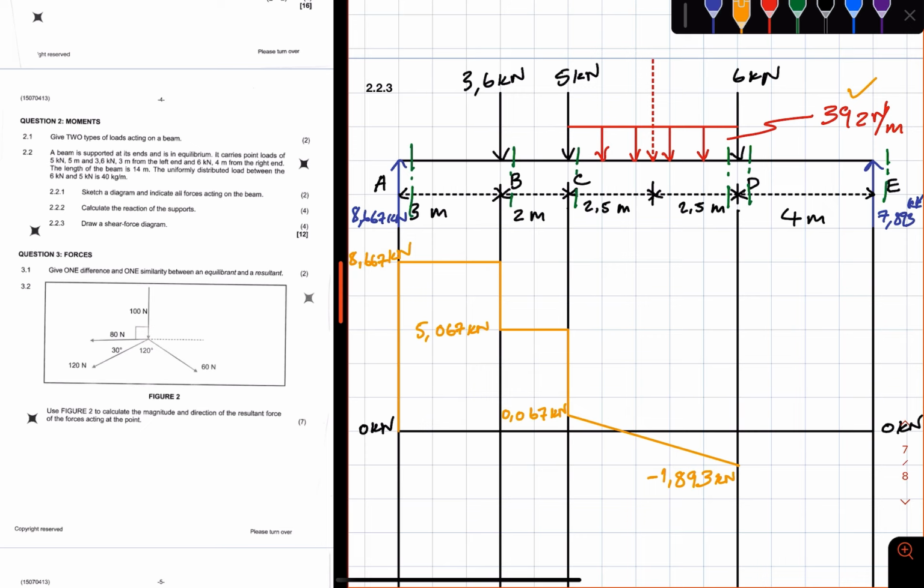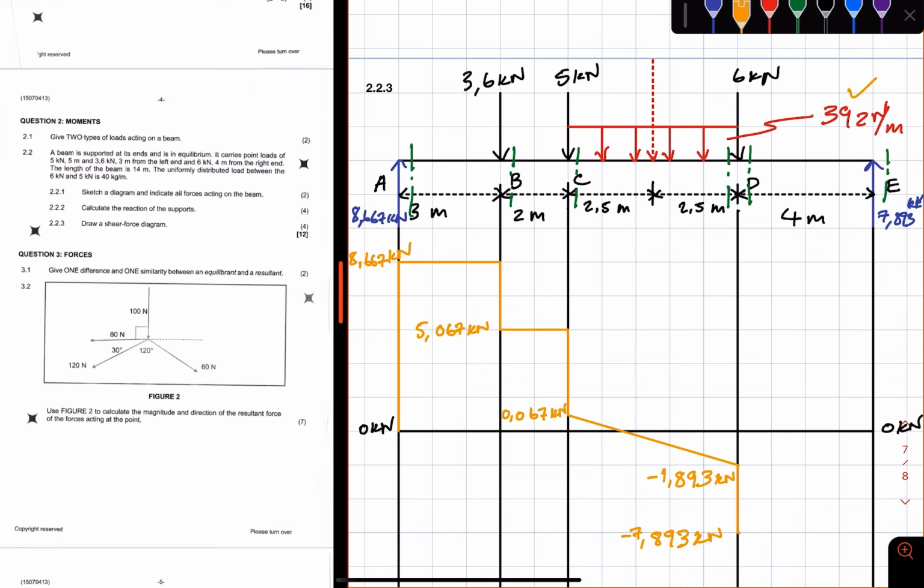So minus 1,893 kilonewtons minus 6 kilonewtons. Remember, the 6 kilonewtons is going downward, so it is negative. And what do we get? We get minus 7,893 kilonewtons. So we draw a line going downward, and then we're done with section D. We've considered both sections, so now we move on to section E.